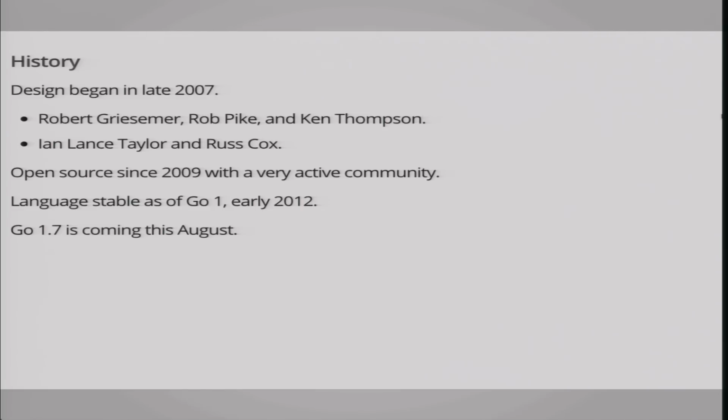Go became open source in 2009 and has since built a very active open source community. The language stabilized in 2012. That's when we called it Go 1. And since then, both the language and the standard libraries are backwards compatible. So programs you wrote in 2012 compile and run today. And we're going to be releasing Go 1.7 this August.